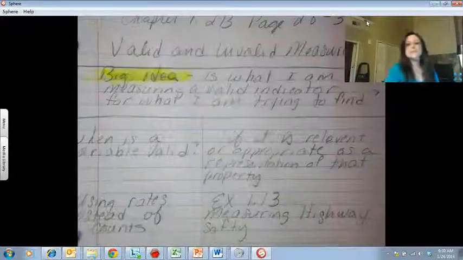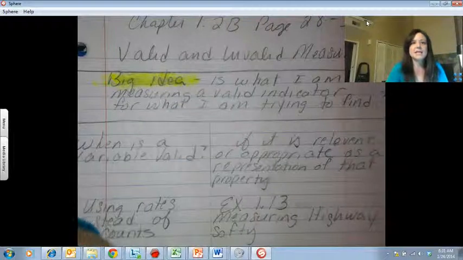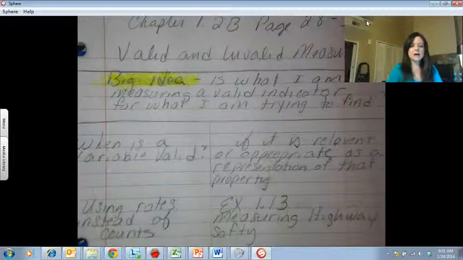When is a variable valid? When you read page 28, it'll talk about getting into college and how do you measure that, and is it a valid way to measure college readiness just by test scores? So this little part of the chapter is going to go through how do you tell if something is valid and what kind of data would you use for it.